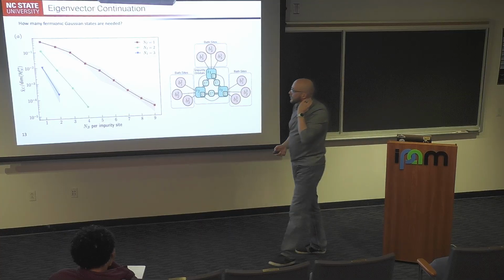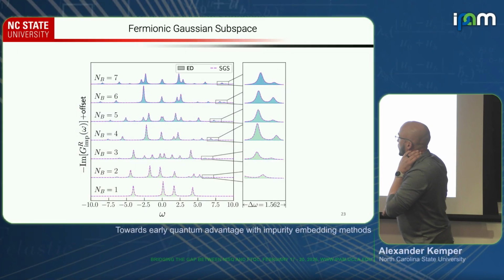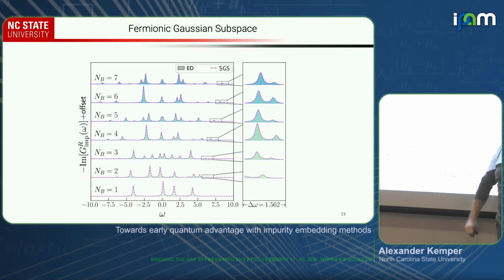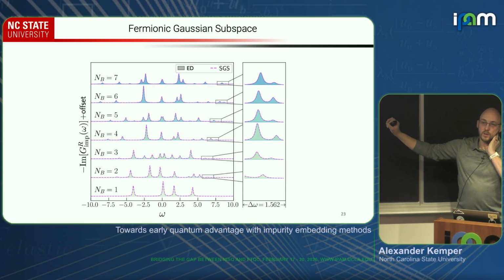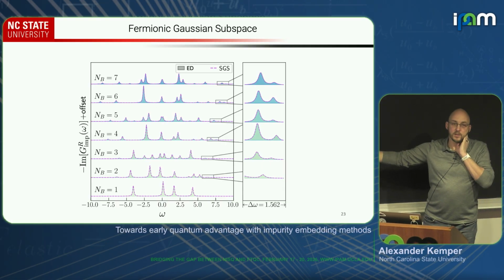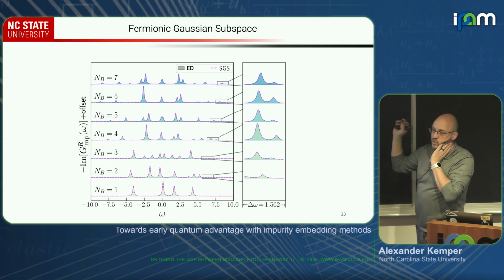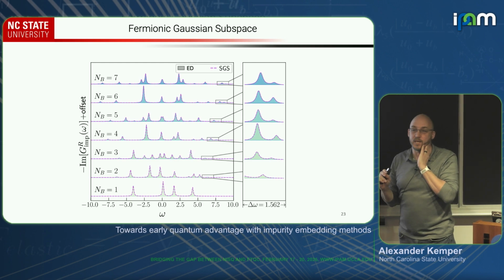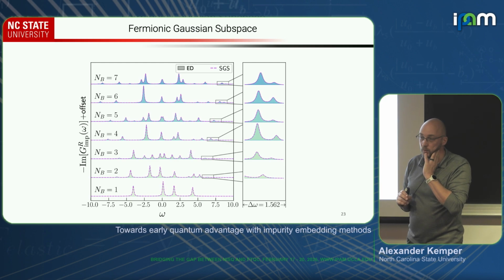What do we care about? We care about the impurity Green's function. And so this is, as a function of number of bath orbitals, and it lines up nicely. This is all done on a classical computer, and it's all really easy, because these are all Gaussian states. They're fully characterized by just some matrices that are polynomially sized. So this is all effectively free. You don't have to do any hard work for this.